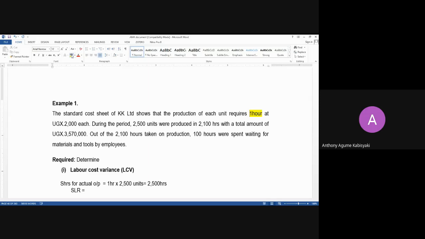So if I want the standard hours for actual output, I need to multiply the standard hours by the actual output, and the actual output is 2,500 units. So 1 hour times 2,500 units means my standard hours are 2,500 hours. That is okay. And the standard labor rate is 2,000 shillings.